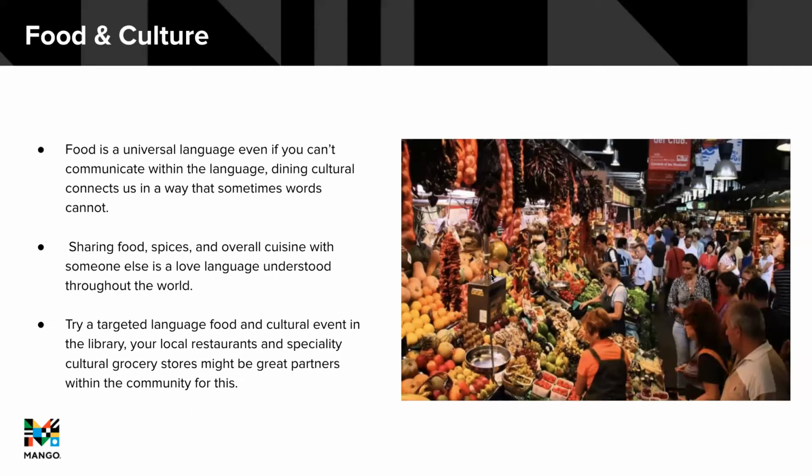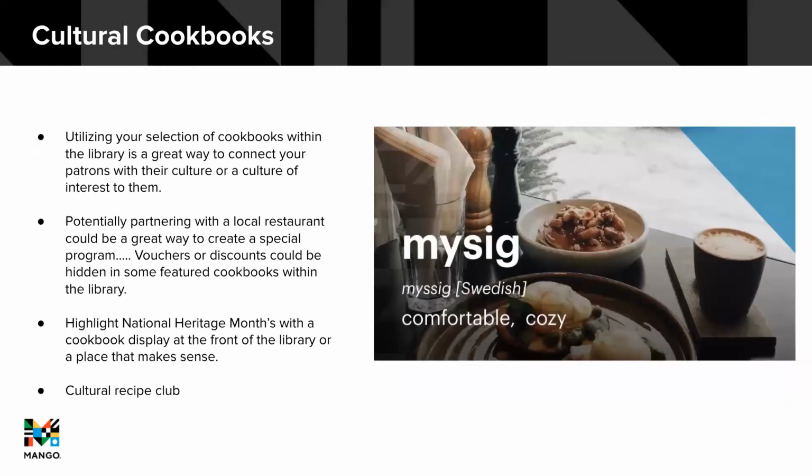All right, so how can we tie in the cookbooks, this idea of cultural enrichment, with the Mango resource and the genealogy services that your library might have? Again, even if you don't host a genealogy resource at this time, utilizing your selection of cookbooks within the library is such a great way to connect your patrons with their culture or even just a culture of interest to them. And what are some of the ways that this could be done?